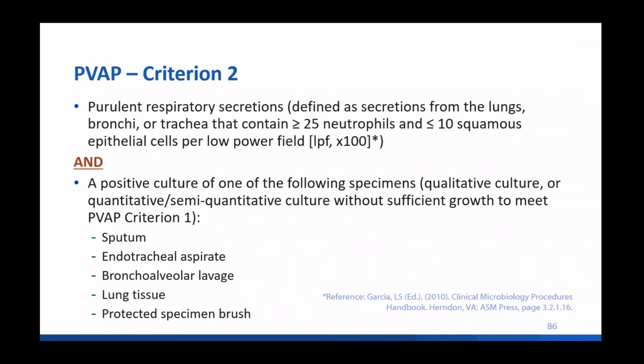PVAP criterion 2 is met with purulent respiratory secretions, which are secretions from the lungs, bronchi, or trachea that contain greater than or equal to 25 neutrophils and less than or equal to 10 squamous epithelial cells per low power field, and a positive culture of one of the following specimens without sufficient growth to meet PVAP criterion 1. So sputum, endotracheal aspirate, bronchoalveolar lavage, lung tissue, and protected specimen brush.